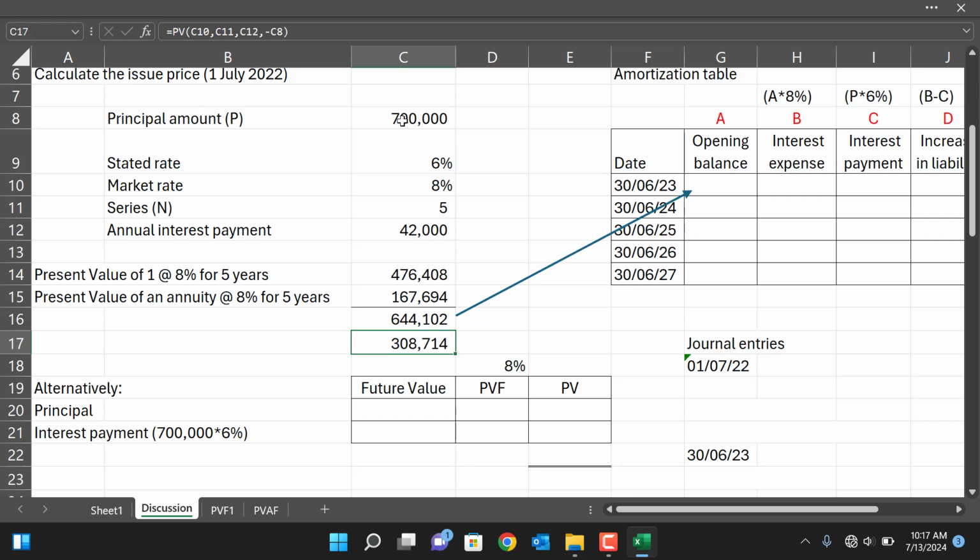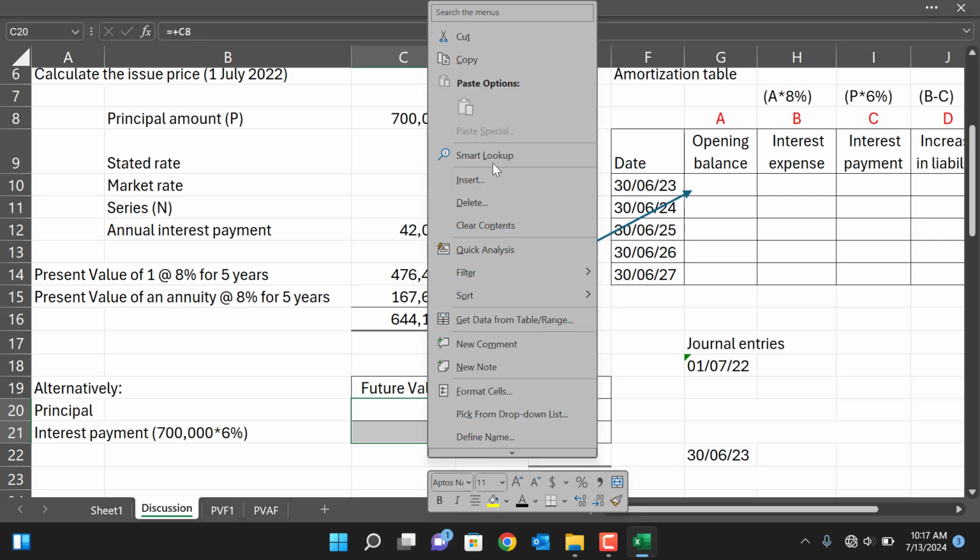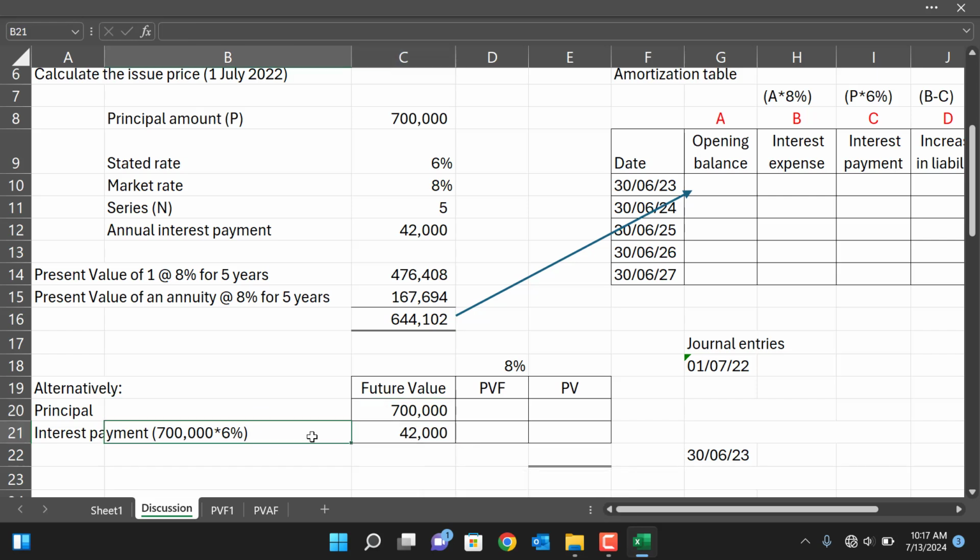Sorry, it should be negative there, okay? So you can do it different ways in calculating present value using Excel, or you do it manually. Let me just erase this, okay? Now here, the future value will be the same as the principal amount and the interest payment, okay? Now the present value factor that we will use is 8% for 5 years. Okay, take note of that.